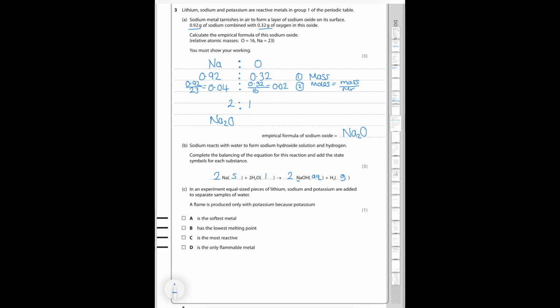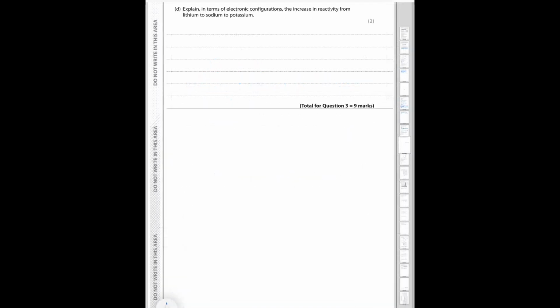So for question 3 part C, it says, in an experiment, equal-sized pieces of lithium, sodium and potassium are added to separate samples of water. A flame is produced only with potassium because potassium, and we've got 4 things to choose from, and the reason potassium produces a flame is because it's the most reactive, so it gives out the most amount of energy. So the answer there would be C.